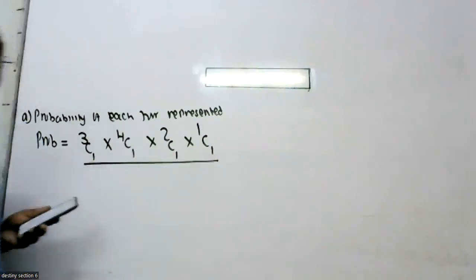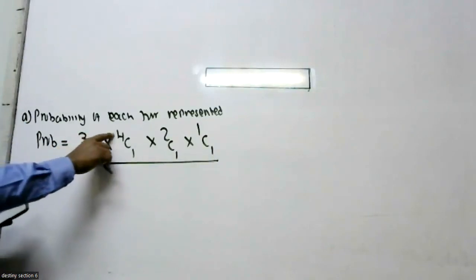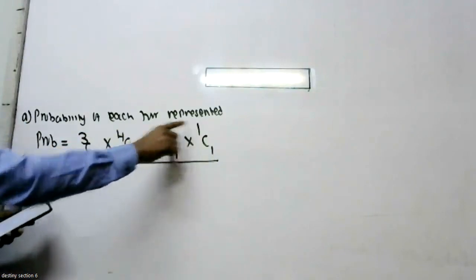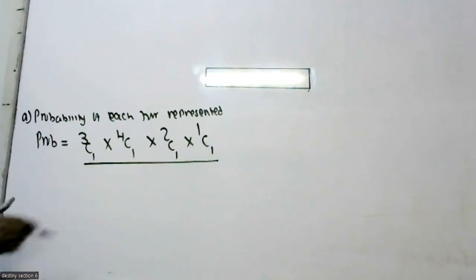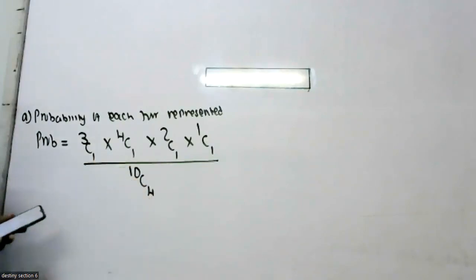Now that is the desired. Possible on hand is 3 + 4 = 7, +2 = 9, +1 = 10. So it will be from 10, you choose 4. So on your calculator, open the bracket, 3 × 1 × 4 × 1 × 2 × 1 × 1 × 1, you divide by 10 choose 4.